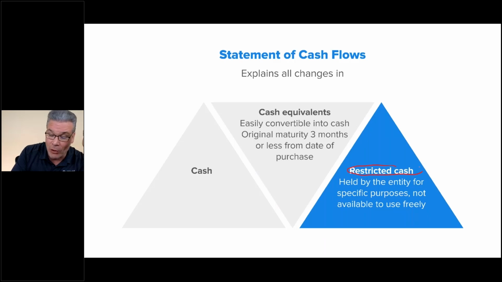And then there's something called restricted cash. Hey, the company set aside this cash for a specific purpose. They can't just use it on whatever they want. Maybe they're setting aside cash, they're restricting it. I don't know, they've been named as a defendant in a lawsuit. They think they're gonna have to make a big payment. They're restricting this cash. Or they're setting it aside to pay maturing debt, whatever, they're restricting the cash.